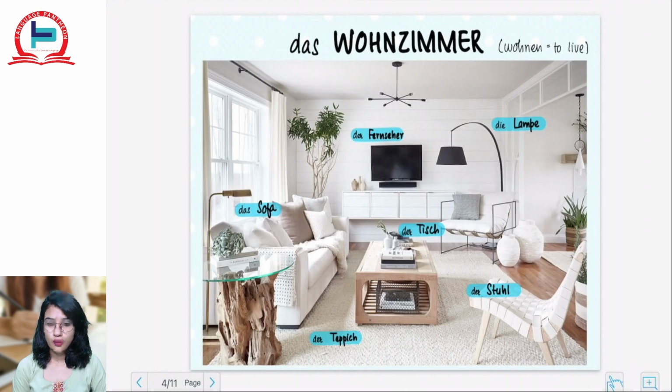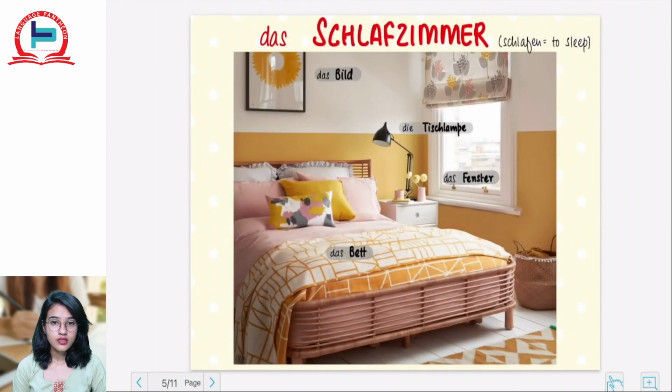Das Sofa. Der Fernseher, that is TV, television. Die Lampe, that is the lamp. Then der Tisch, that is the table. Der Stuhl, that is the chair. Der Teppich, that is the carpet. This was the living room.